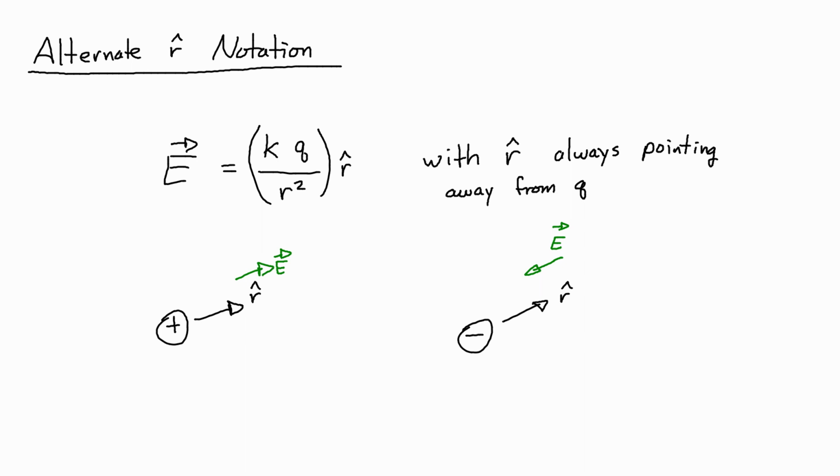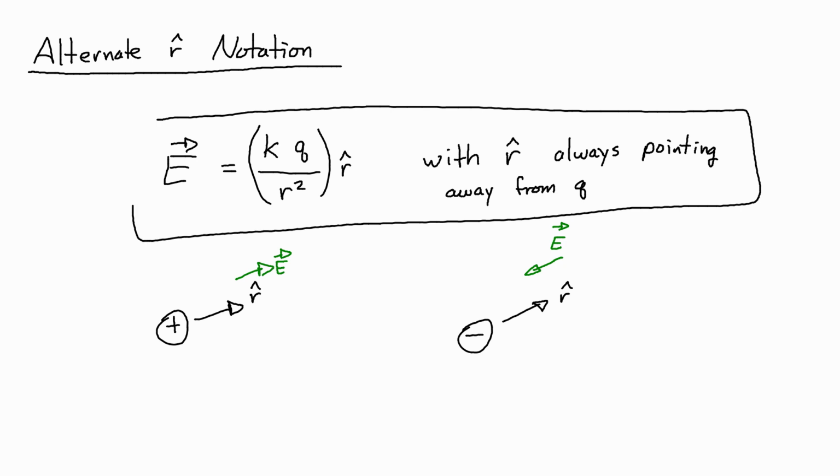So this convention might actually be preferable for you. It has the advantage that the r hat is always away and the direction just comes out of the math. I don't think either approach is necessarily better than the other, so I would suggest that you just choose whichever makes sense to you and stick with that.